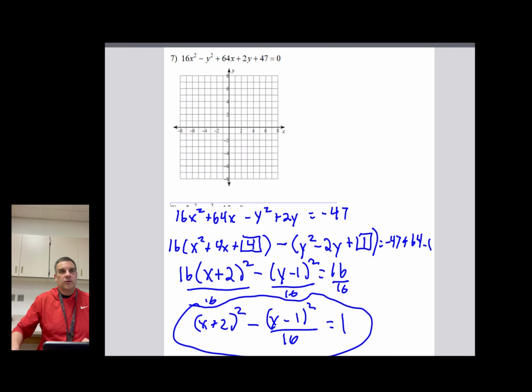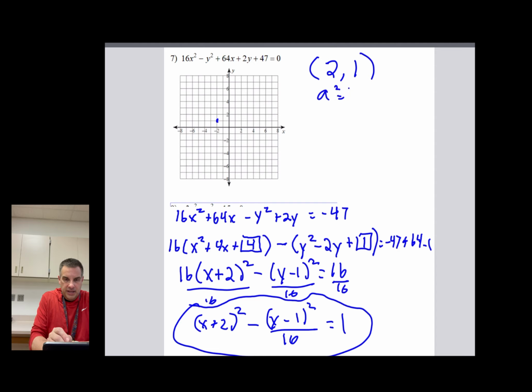Now that we've got our formula, we can go ahead and do the things we need to do to graph it. So the center is going to be negative 2, 1. So negative 2, 1 is right there. My a squared is equal to 1, so a is equal to plus or minus 1. So because it's underneath the x, in the x direction we're going over 1 and 1. This is going to be really tight drawing.